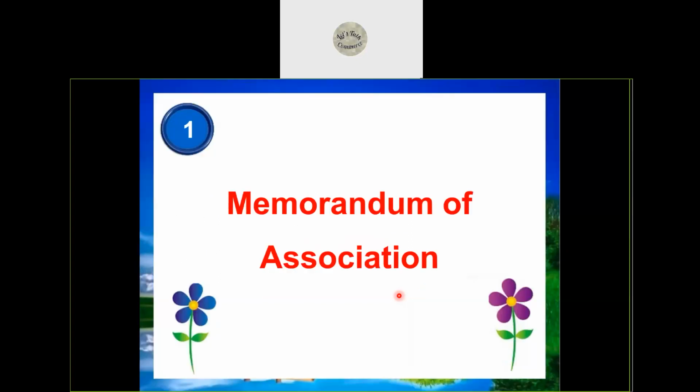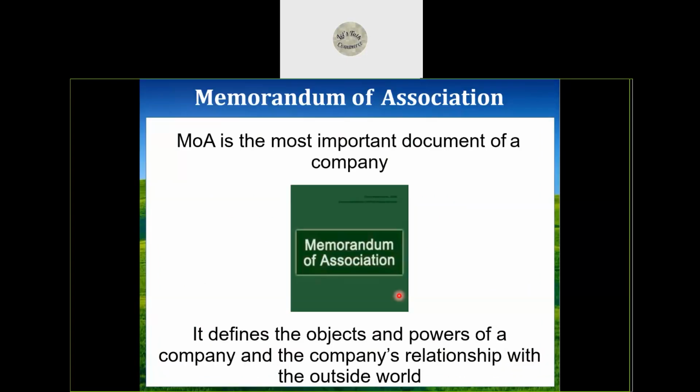Now the first document is Memorandum of Association, MOA. Memorandum of Association is the most important document of the company. It defines the objects and parts. Objects means objectives. Here it does not mean things. Objects does not mean things. It defines the objects and parts of a company and the company's relationship with the outside world. So Memorandum of Association is a very important document.